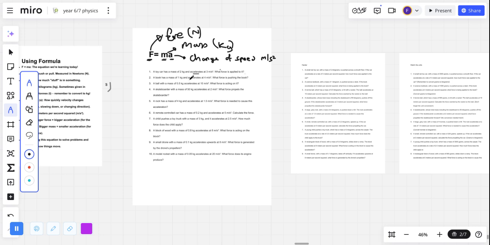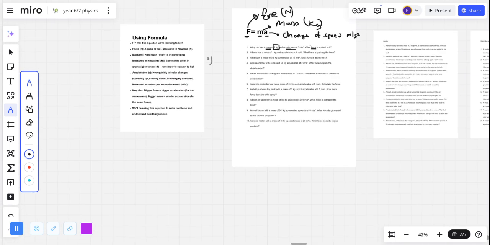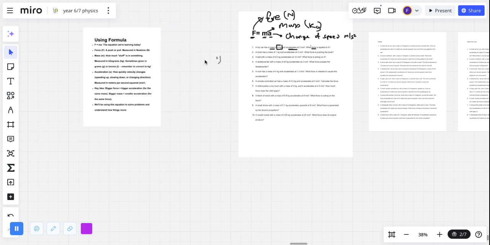So in question 1, a toy car has mass, keyword, of 2 kilograms. This is a value, and I check my units. It accelerates, keyword, at 3 meters per second squared. What force, keyword? You then have to look or remember which equation, which formula, has those keywords: force, mass, and acceleration. And I've put it in big words there, F equals ma.